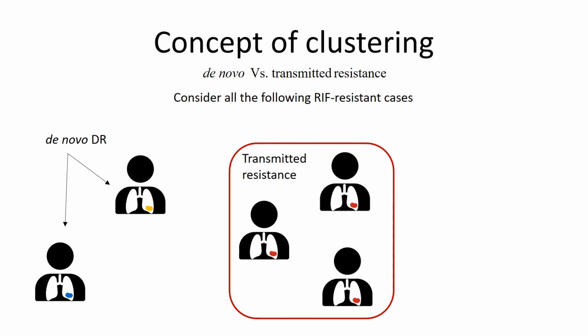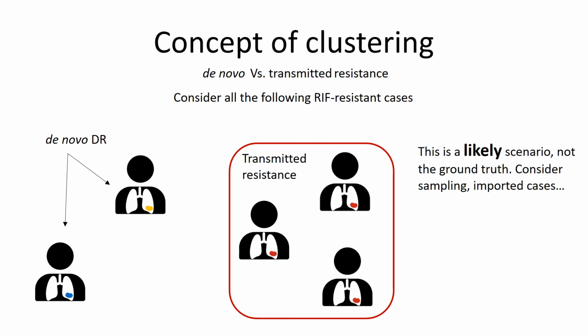But again, it is super important that you bear in mind what the limitations of clustering are. We will always talk about likely scenarios. So we know we can use clustering as a proxy. Yes, it's useful, but it's not the ground truth. Consider that there are sampling bias, there are imported cases, and this yellow strain, for example, in this patient, maybe this patient came from a country where multi-drug resistance has a very high prevalence, and maybe this was also a case of transmitted resistance, but now this patient moved to another country where this yellow strain is not circulating.